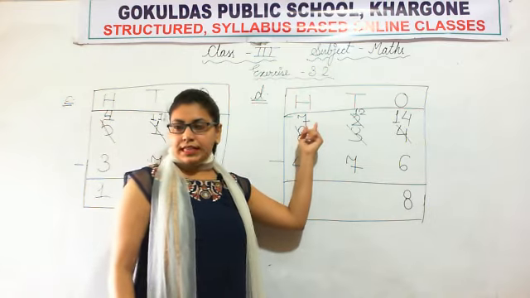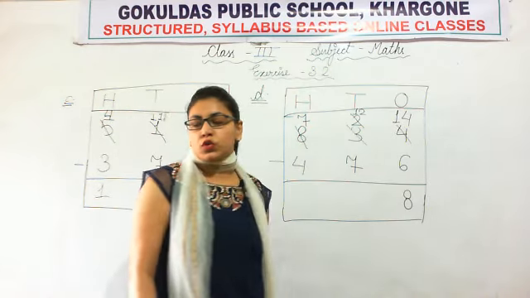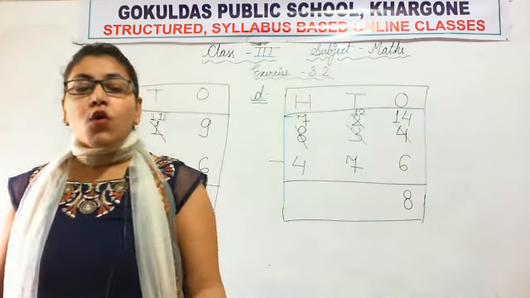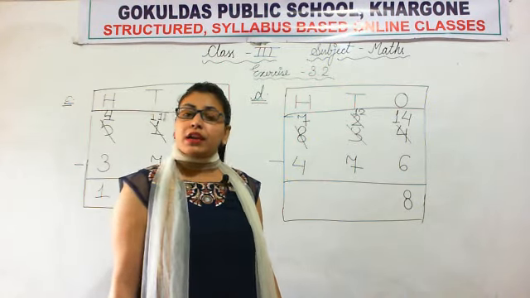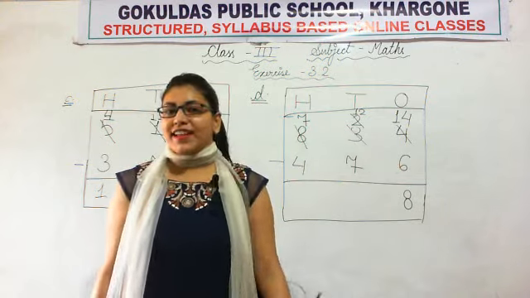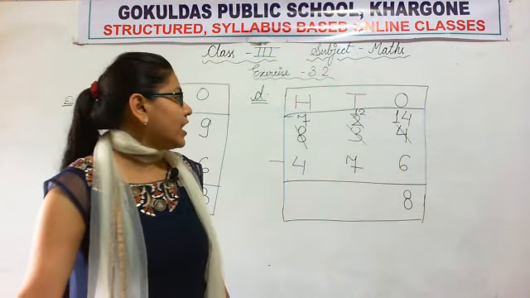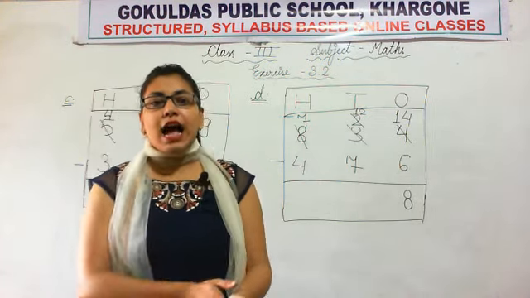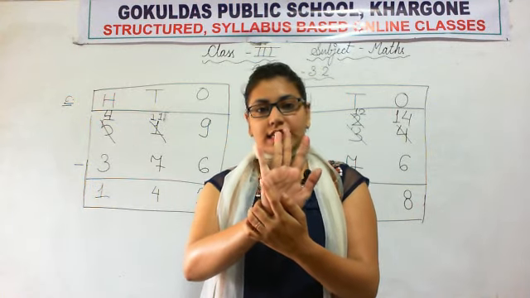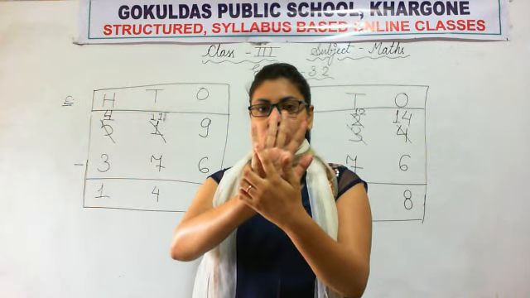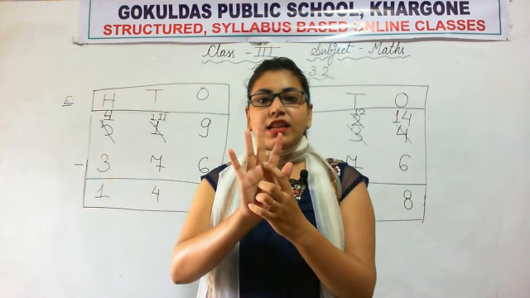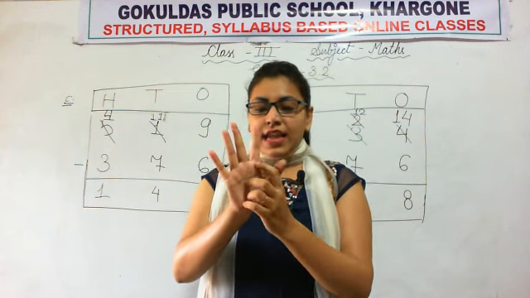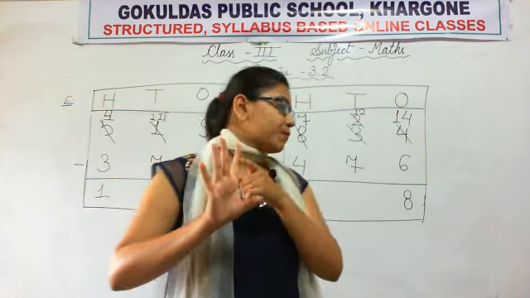This 8 became 7 and this 2 became 12. Now can we remove 7 from 12? Yes, we can. So let's remove. First of all, we'll count 12 finger marks. So let us count. 1, 2, 3, 4, 5, 6, 7, 8, 9, 10, 11, 12.